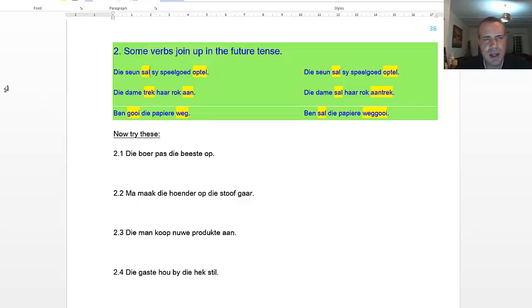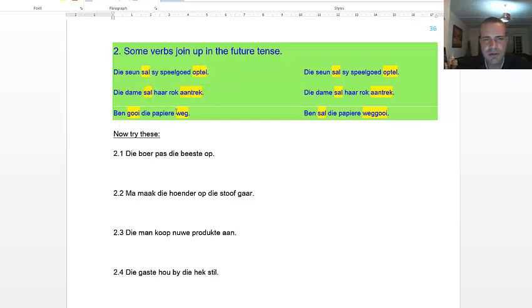Die dame trek haar rok aan. The lady puts her dress on. So on, you must think, ooh, alarm bell. That is a preposition. If you move trek to the end, you put a sal there, you go, ooh, it looks like they should join, and they join. Happy? I like that.